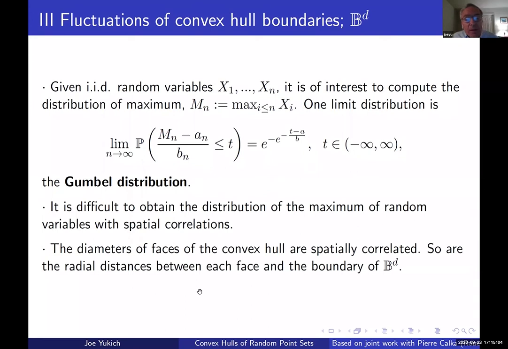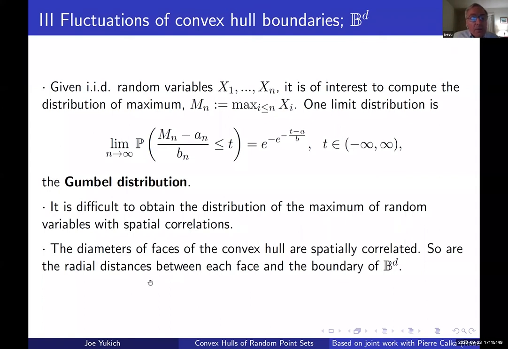So it's difficult to obtain the distribution of the maximum of random variables that are dependent, especially those having spatial correlations. The diameters of the faces of the convex hull are spatially correlated. I mean, the faces themselves are spatially correlated, so of course the diameters are. And so are the radial distances between each face and the boundary of the convex hull. So if you take each face of the convex hull and look at the distance to the boundary, this gives us a collection of random variables, and these random variables, which are measuring radial distances, exhibit spatial correlations.